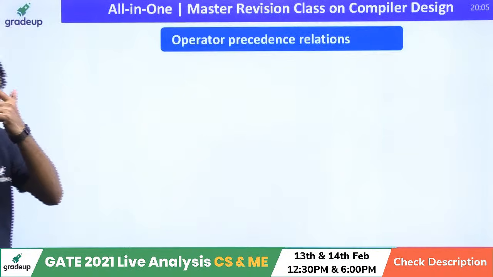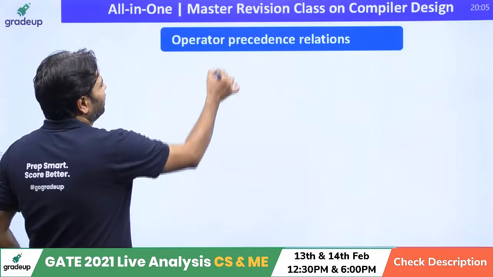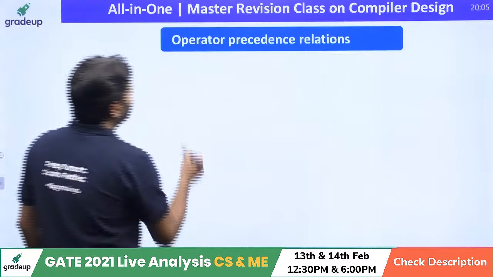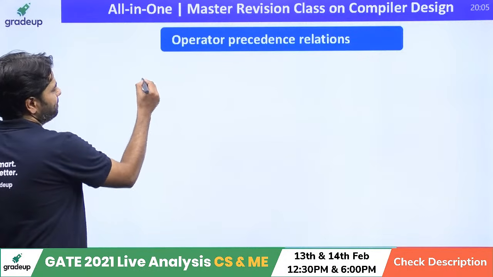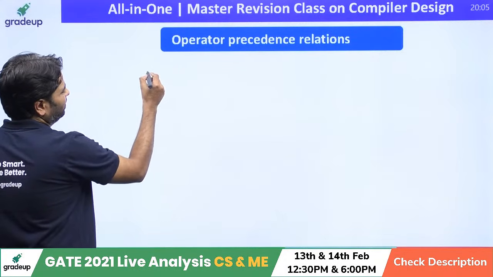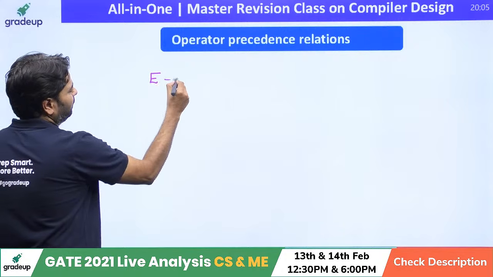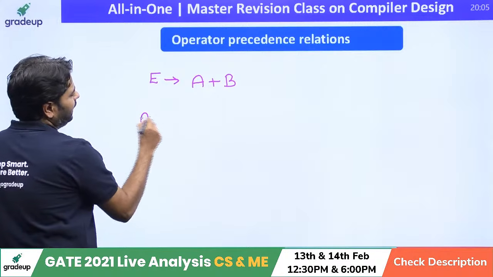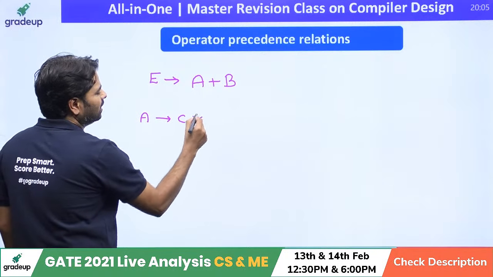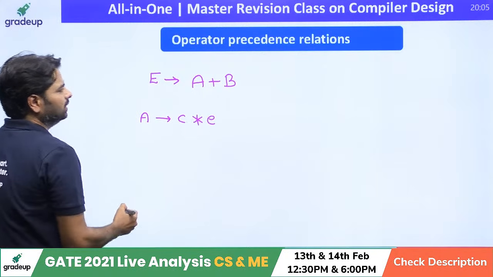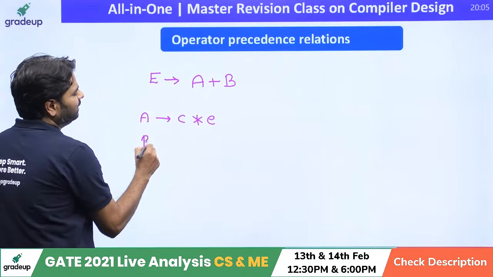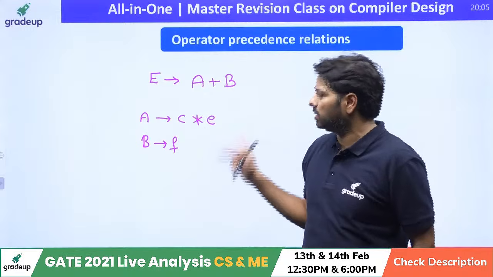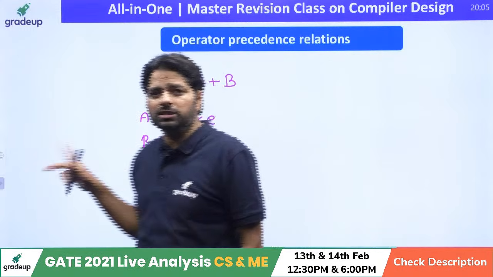Operator precedence relations. I just want you to remember 3 relations here. Look at E gives A plus B, and A gives, let's say, C star E, and assume that B gives something like F. Look at what kind of relation there is between plus and star. This is a kind of model question, guys.